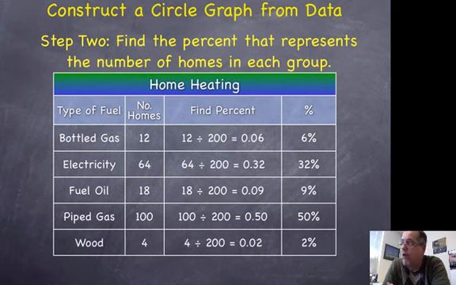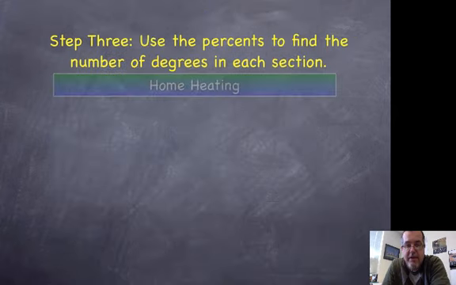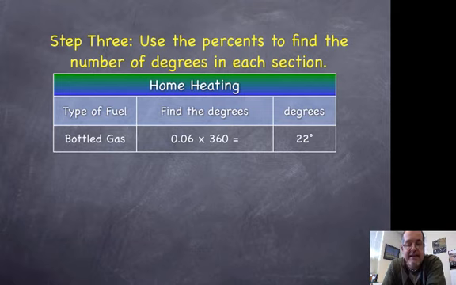Wood, we have 4 homes altogether, and we're going to divide that by 200 and you get 2 hundredths, which is 2%. And then other forms of fuel, we've got 2 homes divided by 200 gives us 1%, or 1 hundredth. So in step 3 we're going to use the percents to find the number of degrees in each section, but what we'll actually do is we'll take those percents and turn them back into decimals.